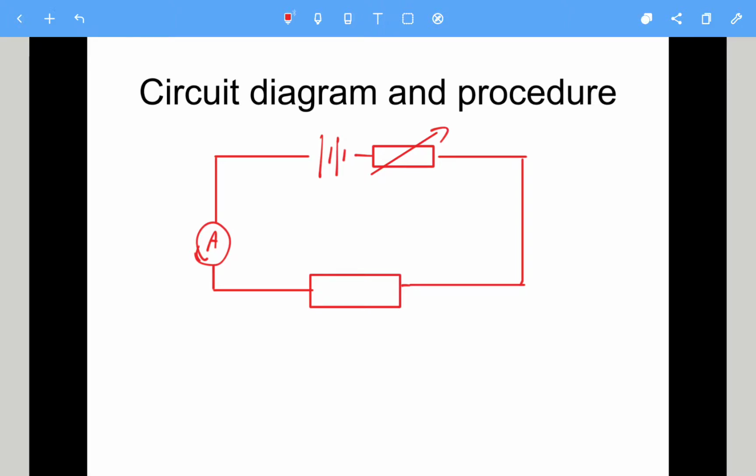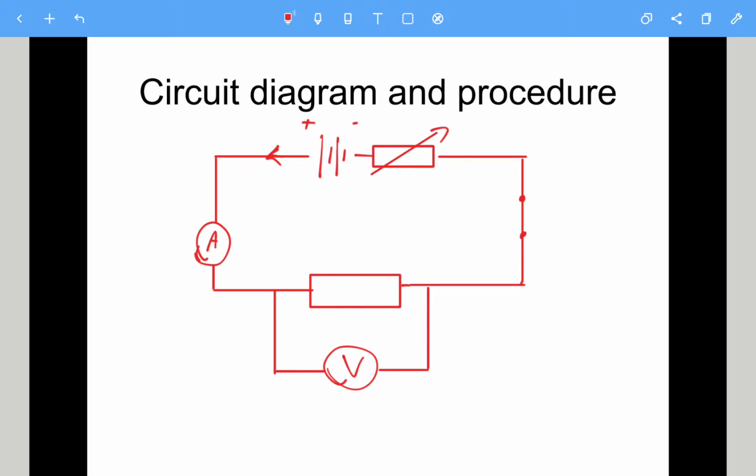Then we need a voltmeter across, or in parallel with, the component that we're looking at. So something like this. And that can be worth 3 marks. If you want, you can put a switch in there, but it's completely up to you. The current will flow that way from the positive side of the battery. So now we can measure the current using the ammeter and the voltage using the voltmeter across the resistor.